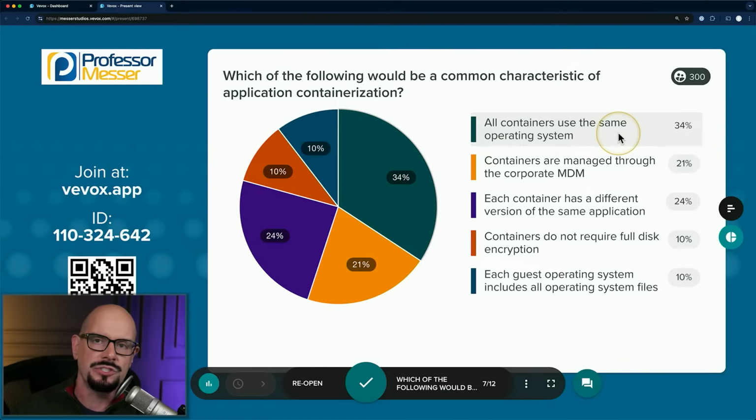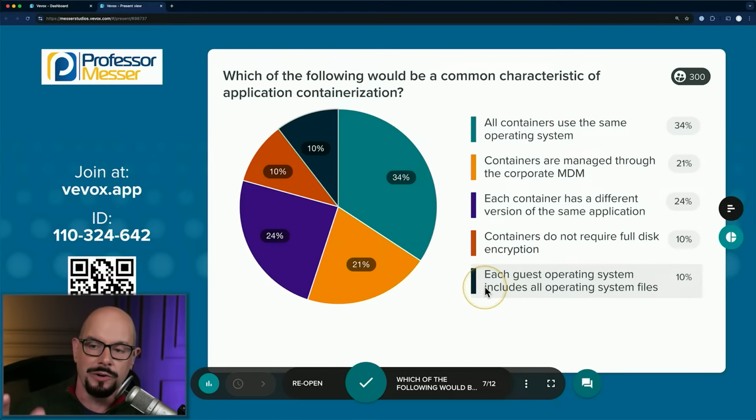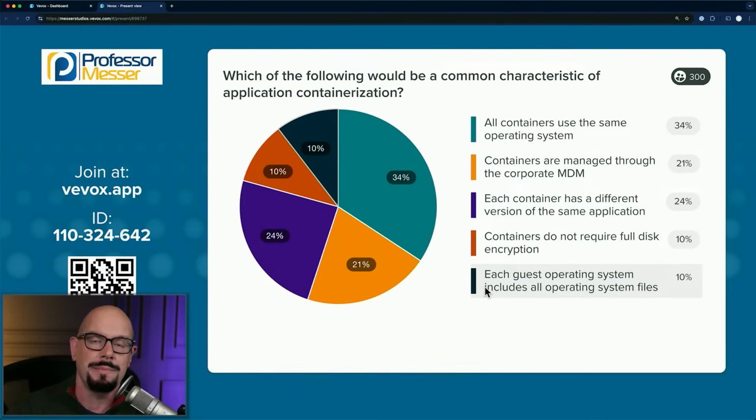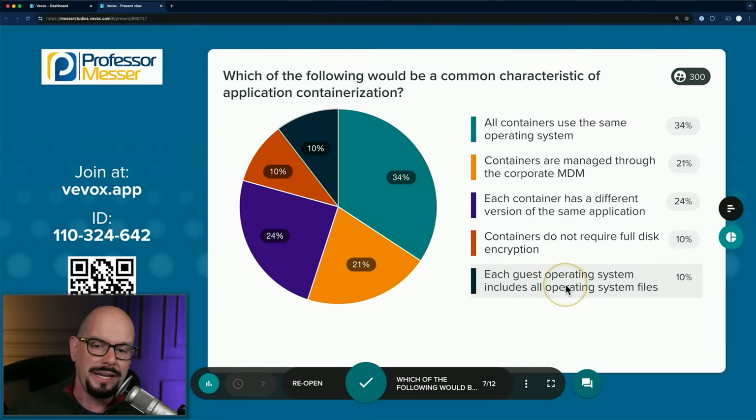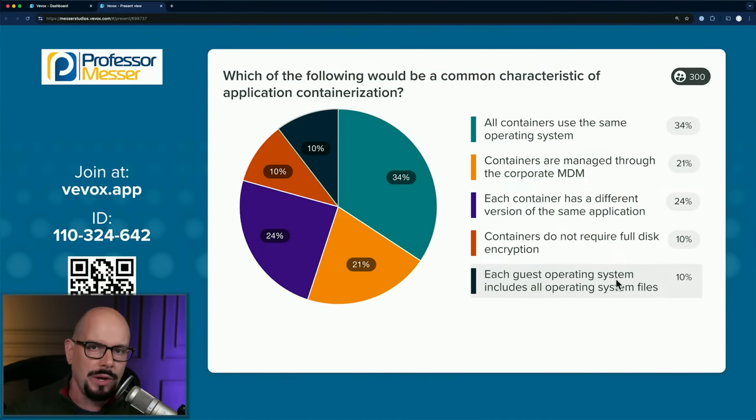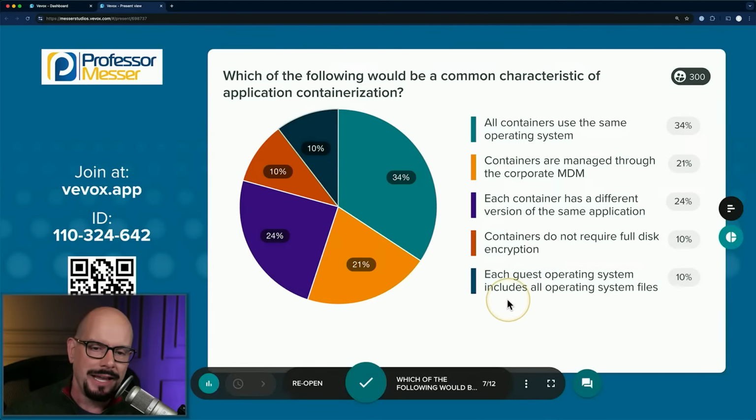And all of the containers use that same operating system. Now, we mentioned down here at the bottom that this is sort of the reverse of that, but in reality, I'm describing a virtual machine where each guest operating system, and a guest operating system is that OS you would run in a VM, includes all operating system files. It sure does, because that's exactly how a VM works. So in this case, we were talking about containerization and not virtualization. So that would not apply.